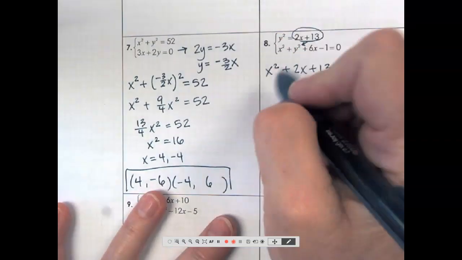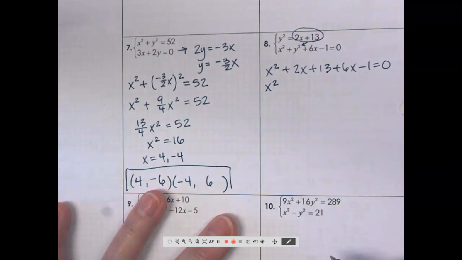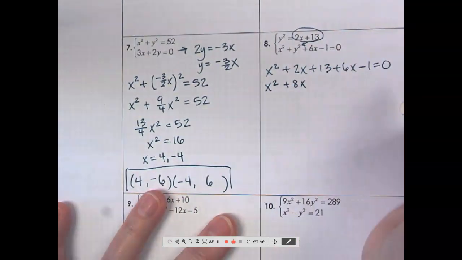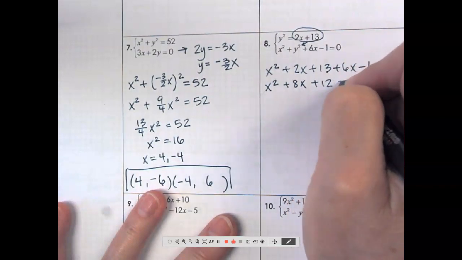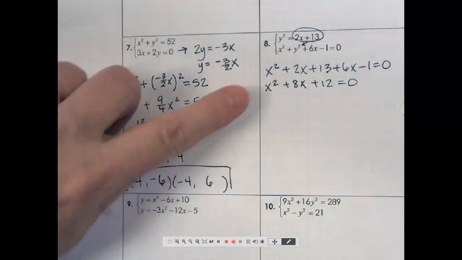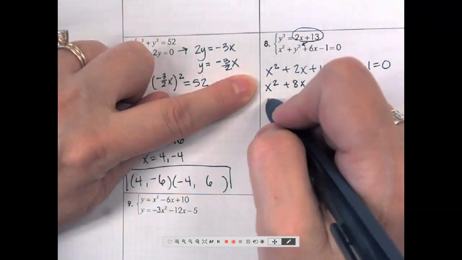Yeah, let's simplify. Let's put it in descending order. So I've got the x squared. I have an 8x. And I have a 12. Now we're going to do what? Factor. That lead coefficient of 1 makes it easy.